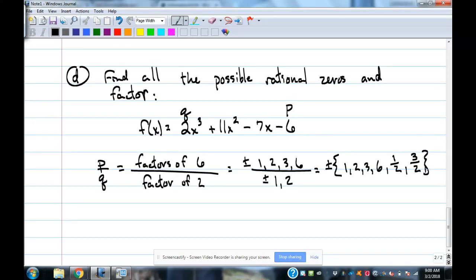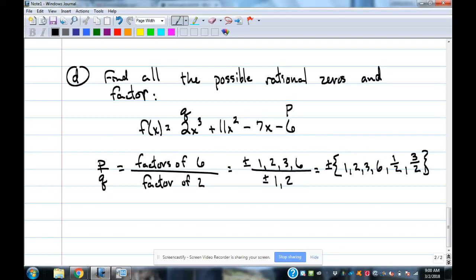So by doing this P over Q list, I've narrowed down the possible zeros for this polynomial from every number in the world to this list of 12 numbers. Positive and negative on each one of them. There's 6 of them, so there's 12 possible rational zeros. That doesn't mean that all of them are. Technically, it doesn't mean any of them are. But it says if they're a rational zero, then it will be in that list. And what that helps us do is narrow down what we need to try in synthetic division.